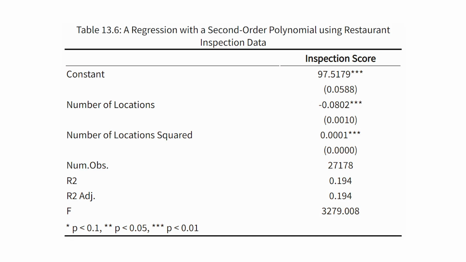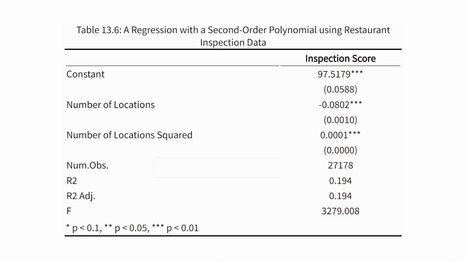How can we get the effect of the number of locations? If you compare two different chain restaurants, one of which has one more location than the other, what's the effect on the inspection score? What's the association with the inspection score? Well, we would take the derivative. We would say, okay, the inspection score is equal to the negative 0.08 times the number of locations plus 0.001 times the number of locations squared. Take the derivative of that, I'll get negative 0.08 plus 2 times 0.001 times the number of locations. I can plug in any value that I want to get my effect.